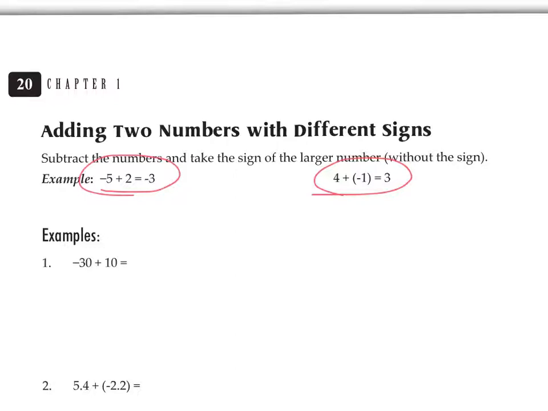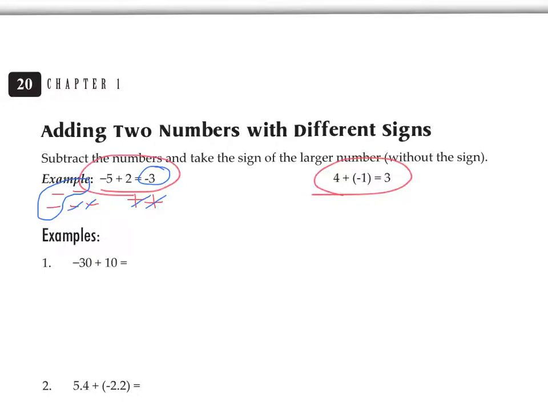If I have 5 negative guys, 1, 2, 3, 4, 5, there's 5 negative guys, and I add them to 2 positive guys, these 2 positive guys can cancel out 2 of these negative guys. They kill each other 1 for 1. And what you have left then is 3 negative guys. And that's your answer when you add negative 5 plus positive 2.